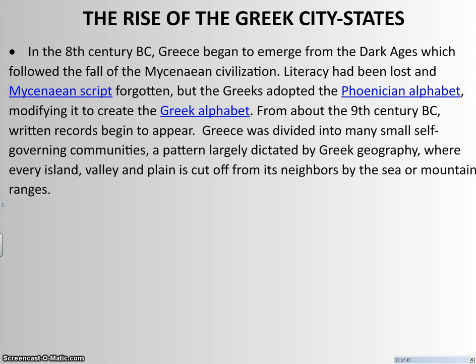Greece is divided into many small self-governing communities, largely, as we've already talked about, dictated by the geography. Because it was so mountainous and had so many islands, and everybody was cut off from the others, they separated out and developed independently of each other.